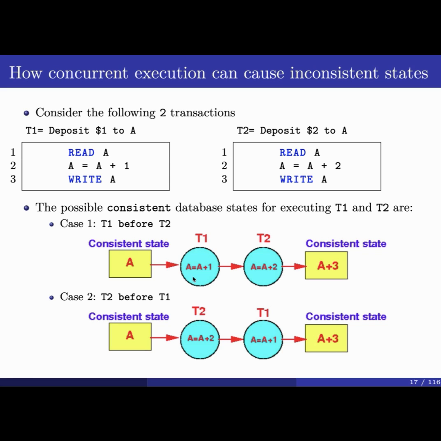Remember, if you execute each transaction completely, it's going to do what? Move or transfer the database from one initial consistent state to another consistent state. So this one is going to A plus 1. Then after executing T2, it's going to produce another consistent state, A plus 3. If you reverse the order of the transactions, both of them start at A and end at A plus 3. So you know what the consistent states are: either A, and you end up with A plus 3.